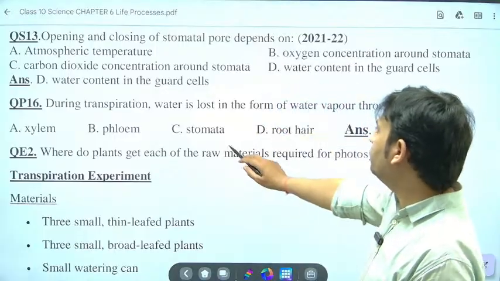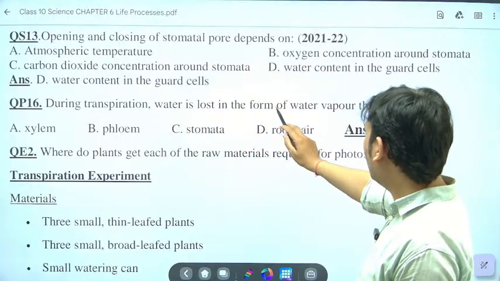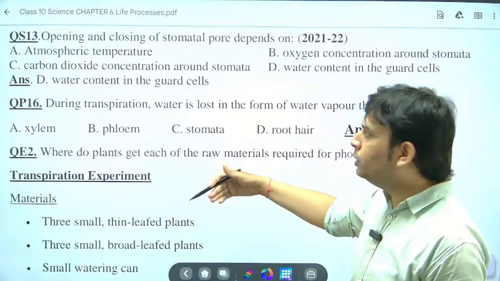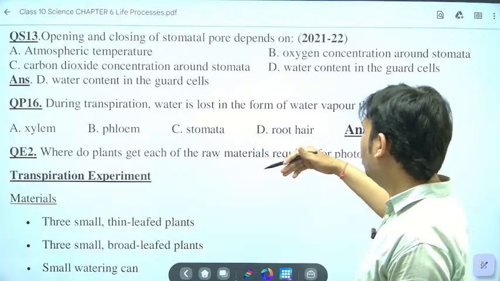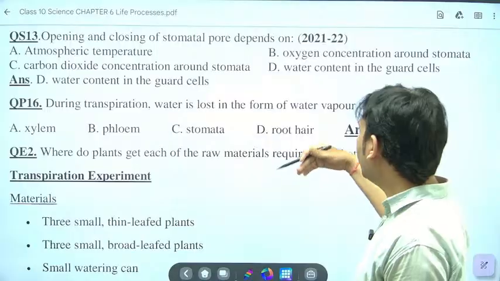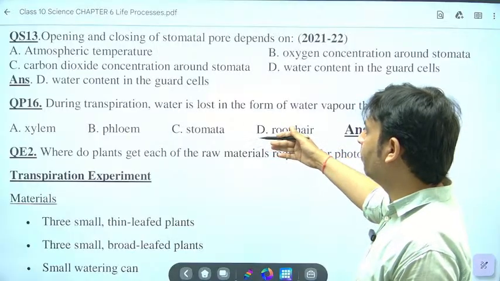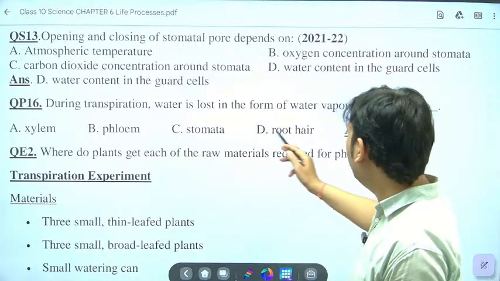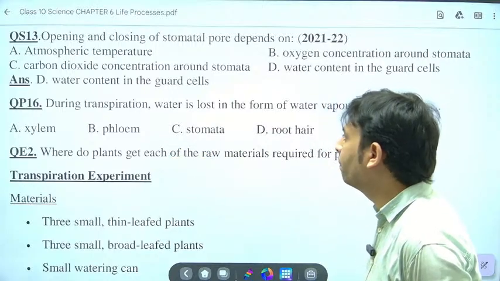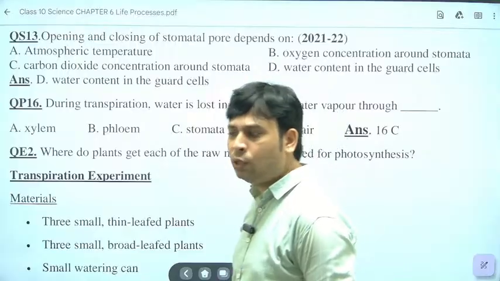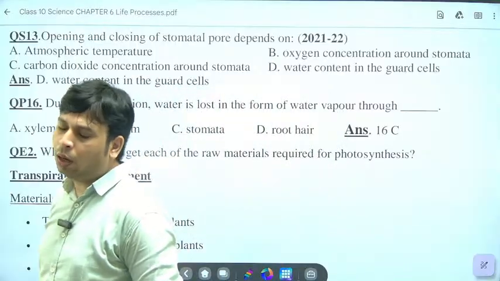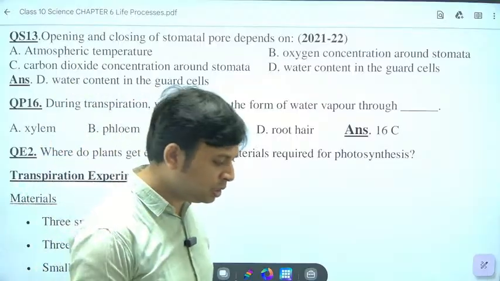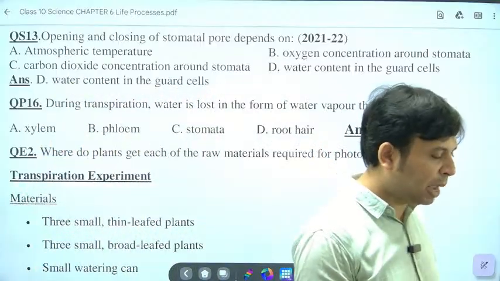Now the next question is: during transpiration, water is lost in the form of water vapor through which part? Options are xylem, phloem, stomata and root hair. Very easy question. I told you about this just 5 minutes before.